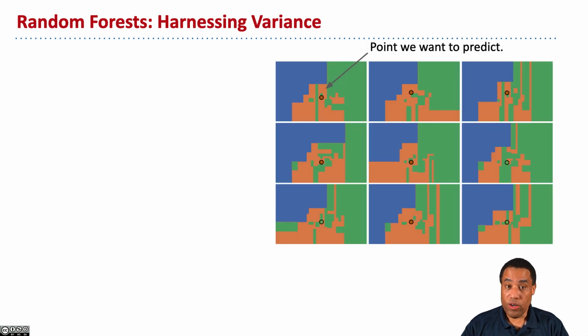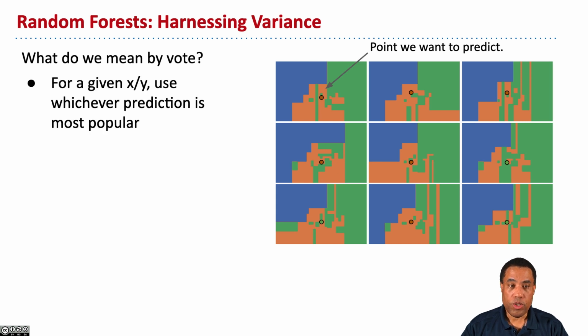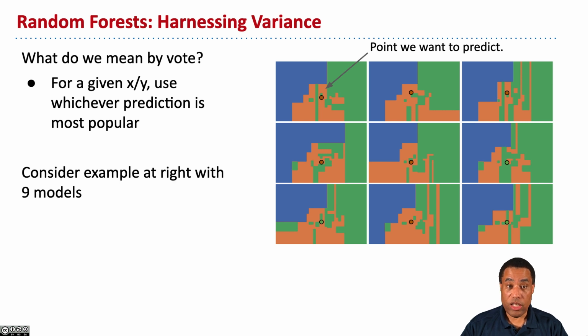So here we have 9 different decision trees that we've built from our data. So what do we mean when we say vote? Well, what I mean is that for a given X and Y, so our 2 different features here, whatever prediction is most popular. Right? So let's look at the example in a little bit more detail. That point that's highlighted in each of these graphs of the 9 is the point we want to predict.